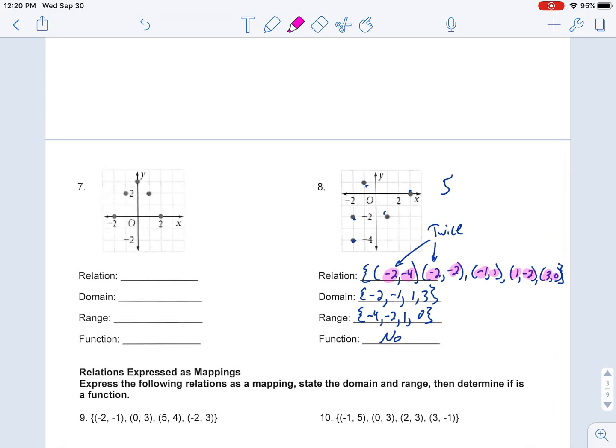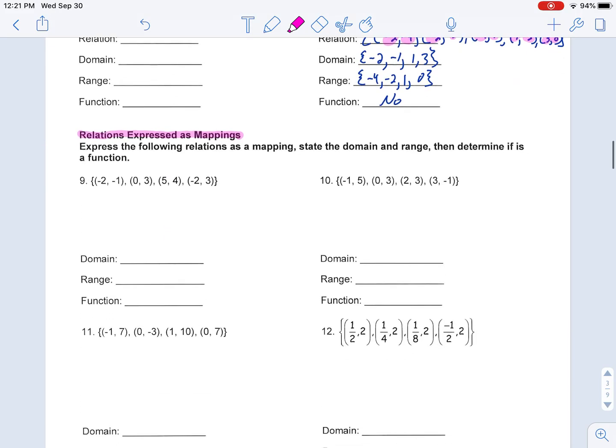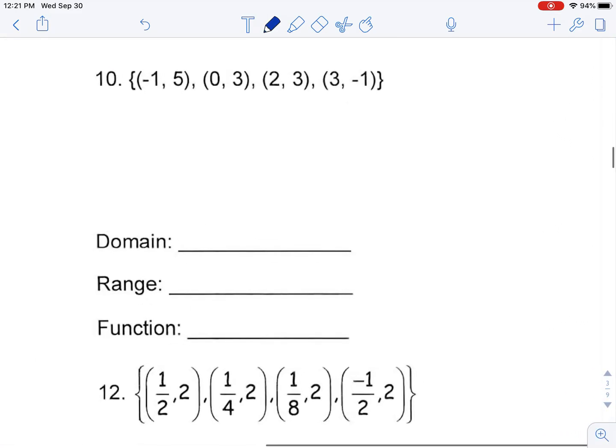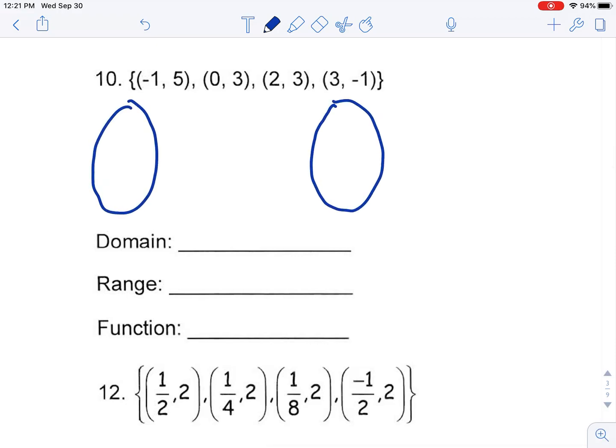Okay, now we're looking at relations expressed as mappings. Again, ing on the end of a noun, it's called a mapping. Express the following relation as a mapping. So we're actually going to do a little drawing here. State the domain and range, determine if it is a function. So a mapping, you basically draw 2 ovals or blobs or circles or 2 shapes. You put all the domain numbers in one of the shapes, all of the range numbers in the other shape.